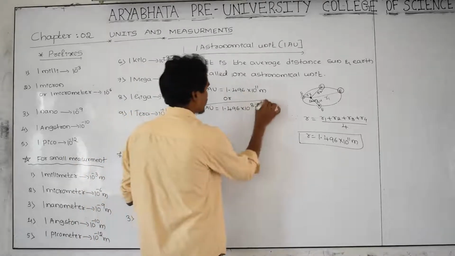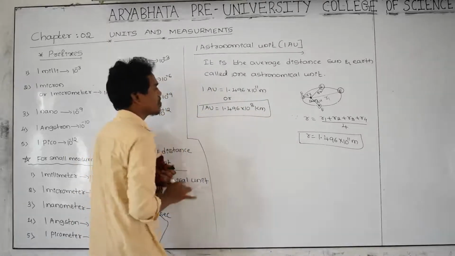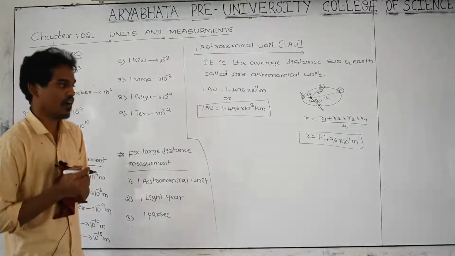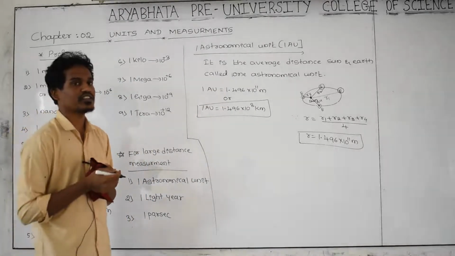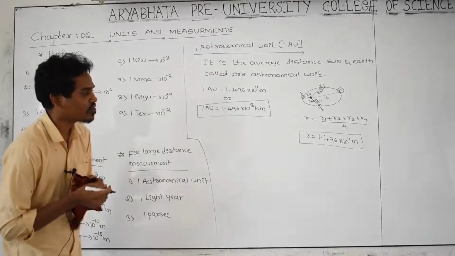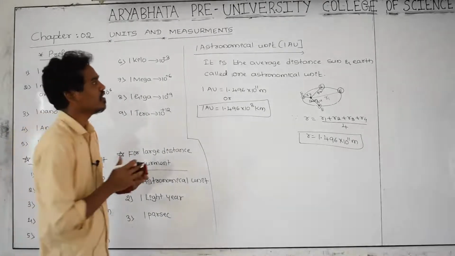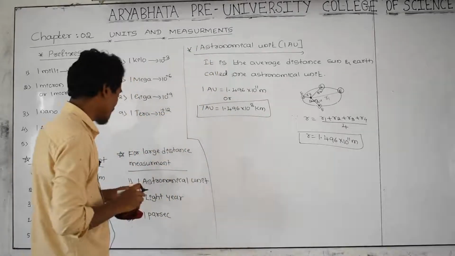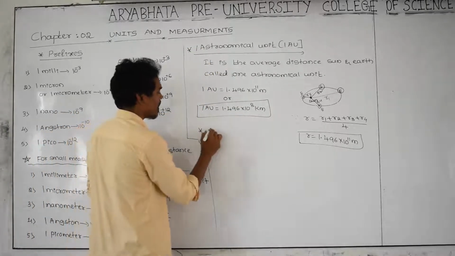What is astronomical unit? The astronomical unit is the average distance between Sun and Earth. How much is it? That is 1.496 into 10 to the power of 11 meter. And this is for large measurements we are going to use. And go to next. What do you mean by light year?